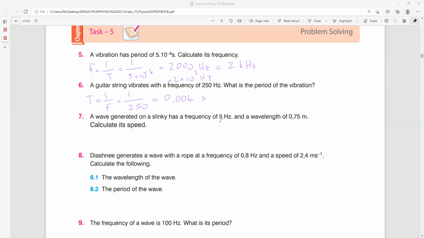Next one: frequency is given, wavelength is given, asking you speed. I hope you remember the formula from other questions. Frequency is given, wavelength is given, and we are looking for speed. Maybe we can write the formula also: v equals f times wavelength. But you have to choose the correct formula from the formula box, people, for each question. So please try.